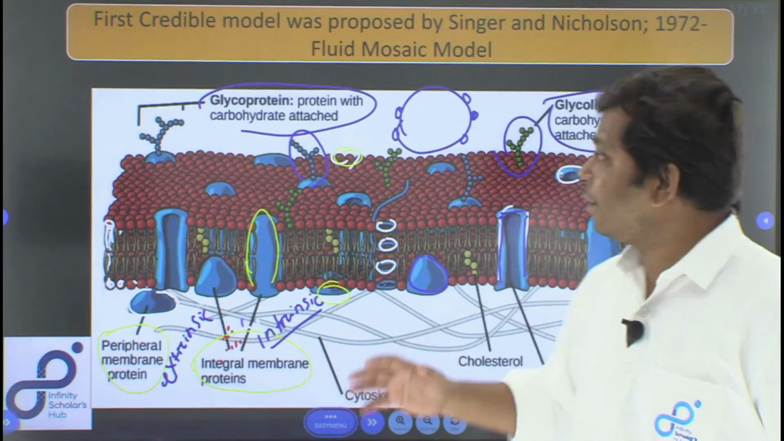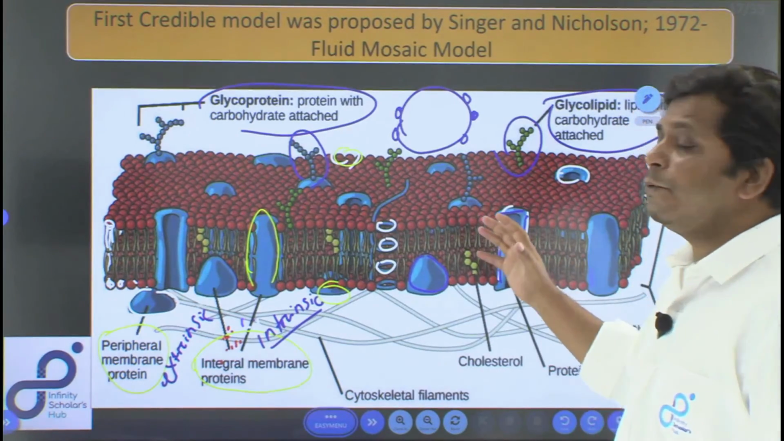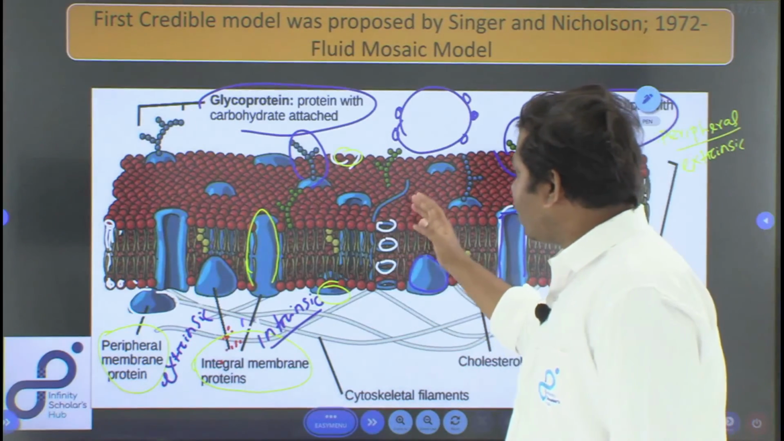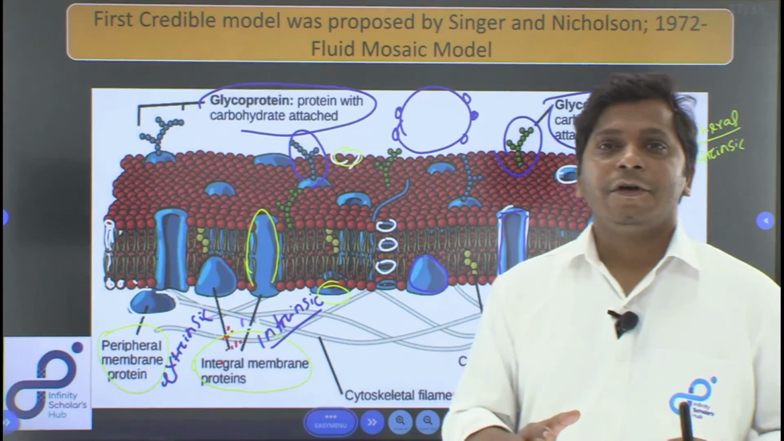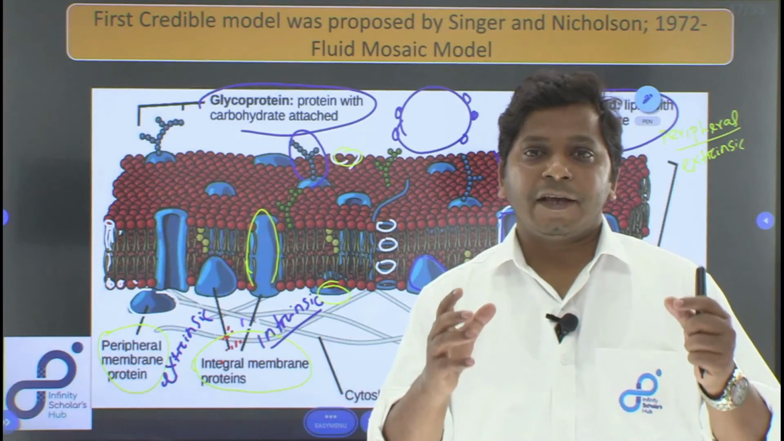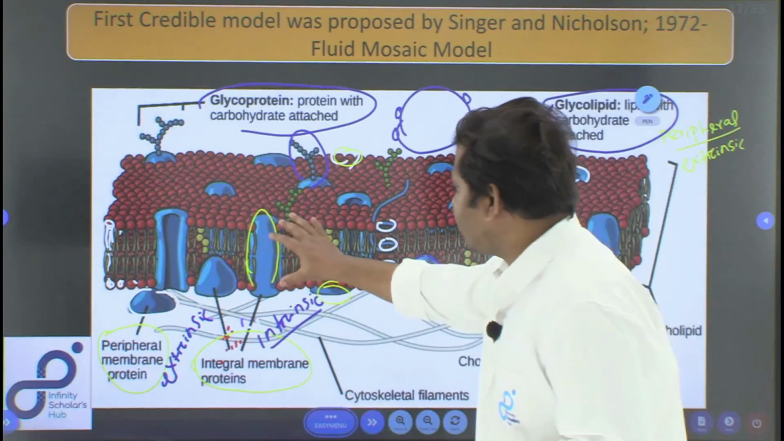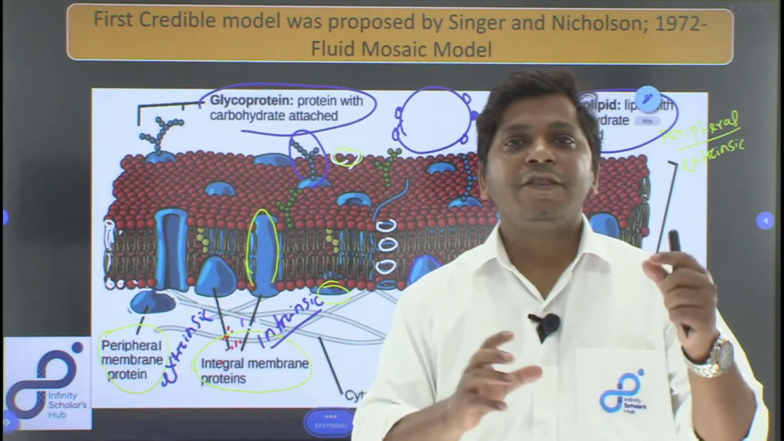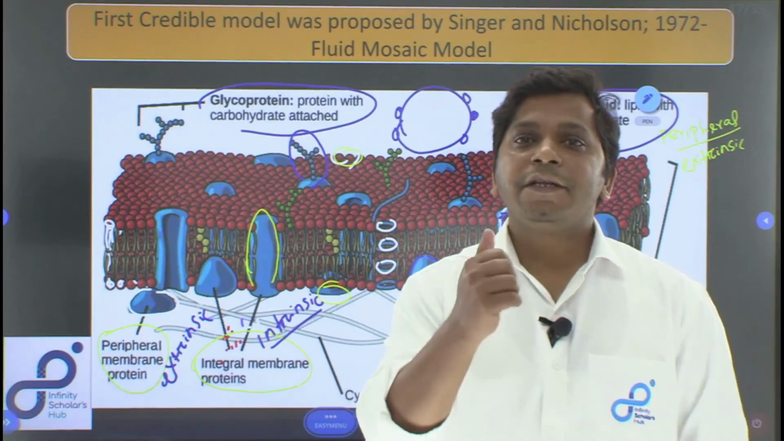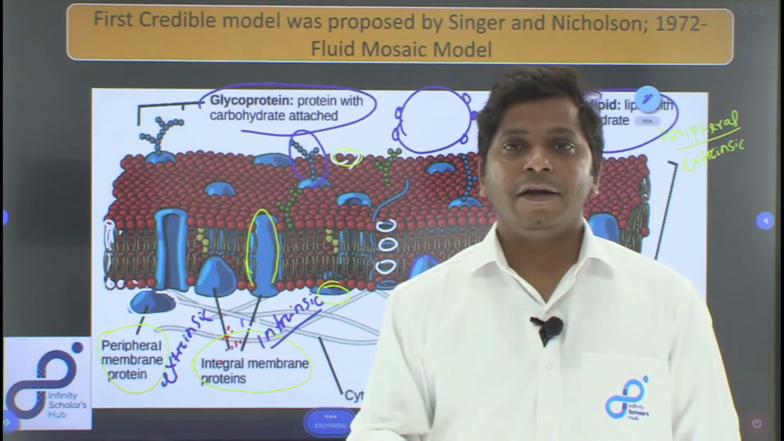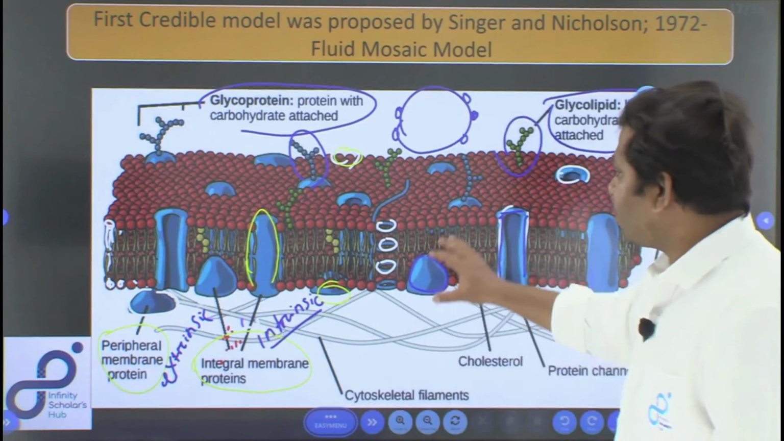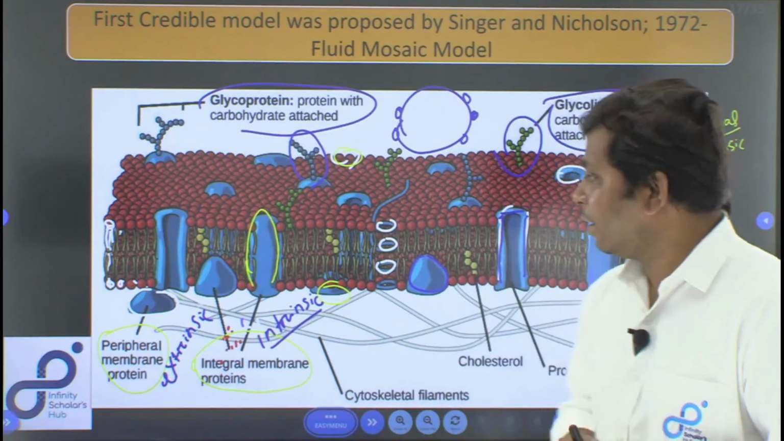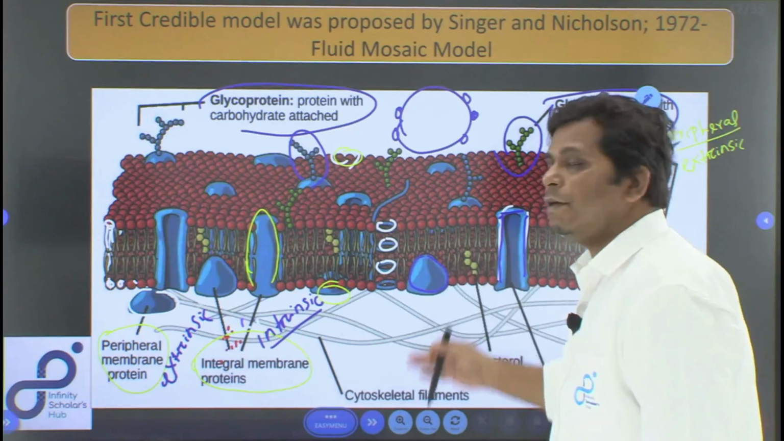This model is called the fluid mosaic model. It is a typical model that helps keep the plasma membrane structurally stable as well as fluid. Because of this fluidity, the plasma membrane can change its shape. The plasma membrane is flexible, unlike the cell wall. The cell wall is rigid, whereas the plasma membrane is flexible. The flexibility of the plasma membrane is brought about by the fluidity of the phospholipid bilayer.